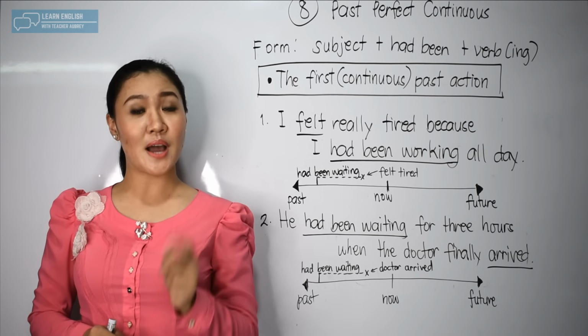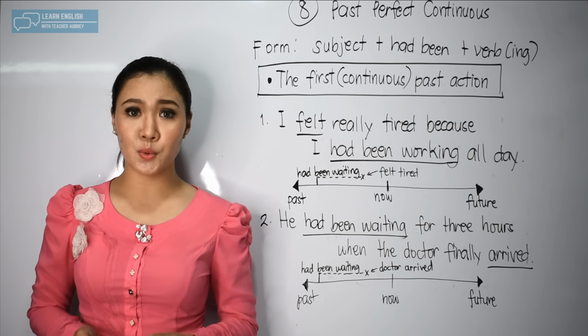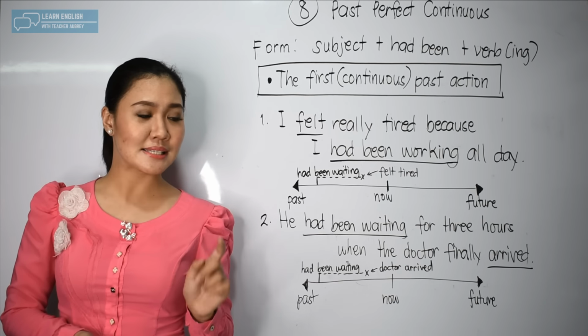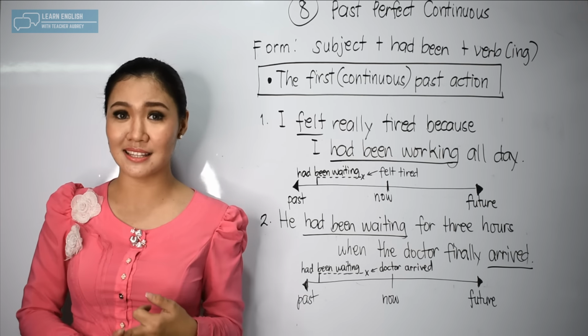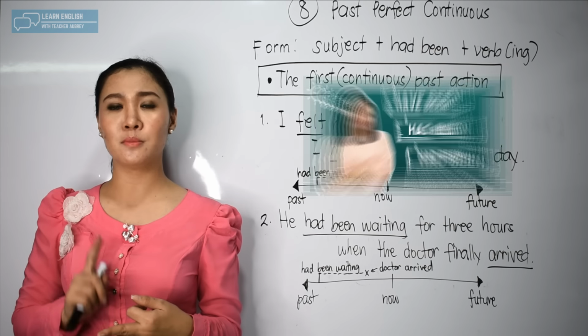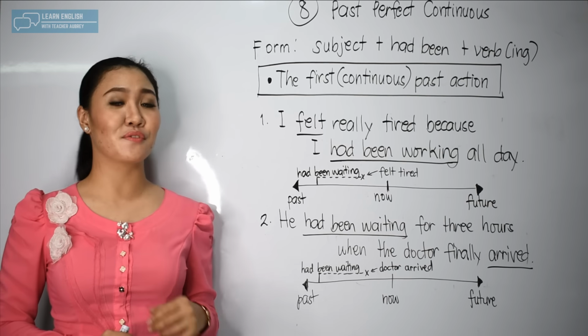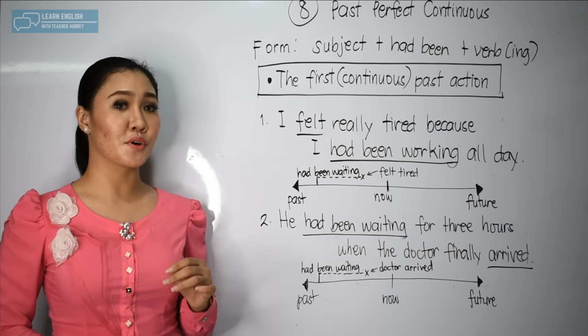Let us now move on to our 8th tense, which is the past perfect continuous o yung tinatawag din nating past perfect progressive. By the way, kasama rin to dun sa tinalakay ko na lesson for has been, have been, and had been. Yes, had been. Kung di nyo pa napapanood yun, mas mainam na mapanood nyo rin para mas malinawan kayo dito sa past perfect continuous.